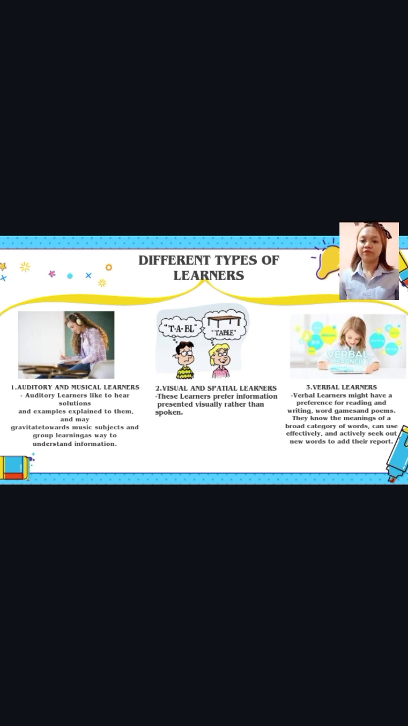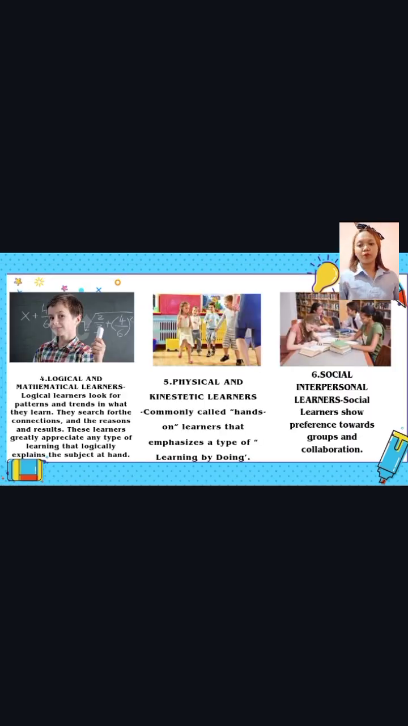The third one is the verbal learners. This one is the opposite of the visual and spatial learners. If the visual and spatial learners are the quiet ones, this type of learner is the talkative one. They mostly love to talk and share their ideas in class. The fourth one is the logical and mathematical learners. These learners are likely to learn logic and mathematics. They love numbers, anything in math. They are fast learners of it.